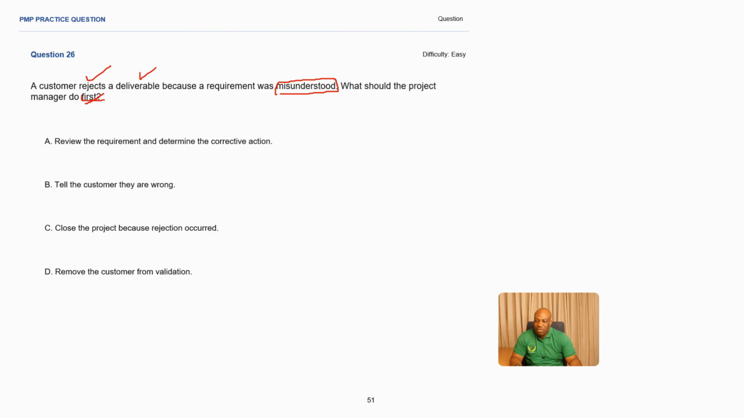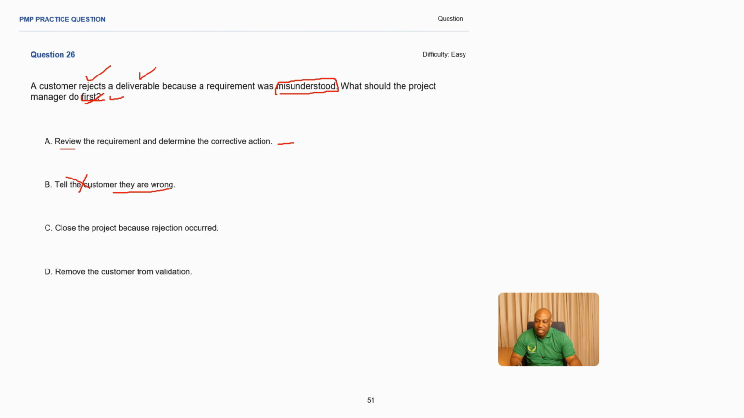A is to review the requirements and determine the corrective action. Okay, makes sense. I like the word review because it's first. First, you need to get more information. Tell the customer they are wrong. This is not the best approach to work with customers. Remember, you do projects for the customers, not for yourself. So you cannot just go to the customer and tell them they are wrong, making this an incorrect answer.